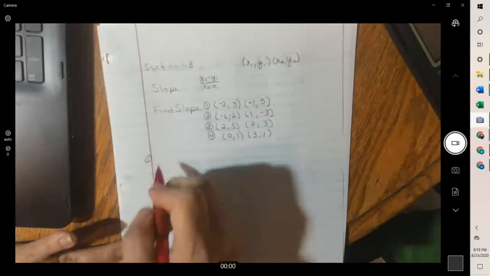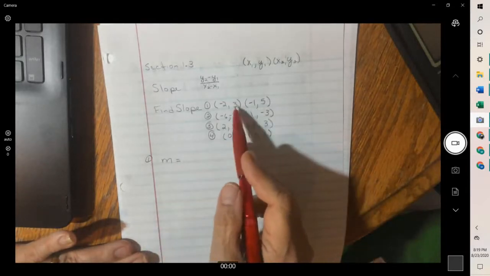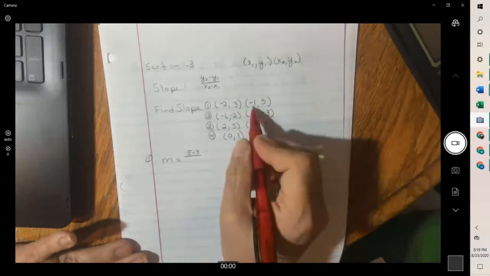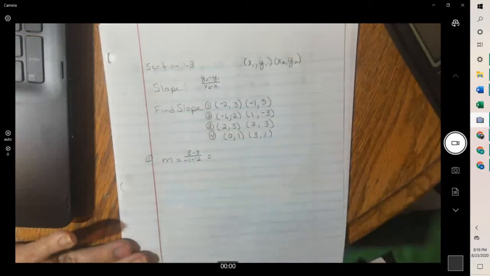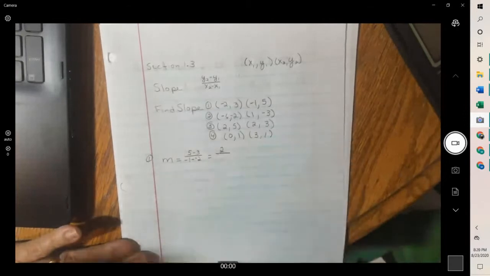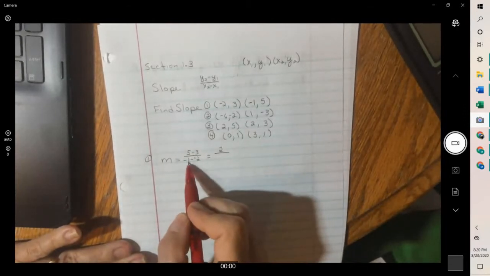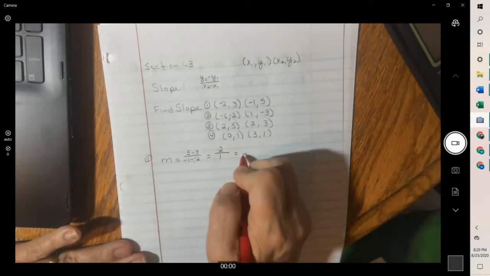when we're finding the slope, and usually the letter used for slope is m, you take 5 minus 3 over -1 minus a -2. 5 minus 3 is 2. And then these two negatives make a positive, so -1 plus 2 is 1. And 2 over 1 is 2, so our slope is 2.